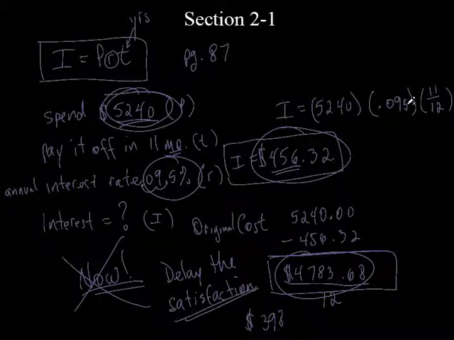Instead of 0.095, do that for fun. We'll compare the numbers. Let's say 25%. What would that be as a decimal? Point what? 25. Calculator, do it. Quick. 5240 times 0.25 times 11 over 12. 1200 what? 1200.83. Look at that. Look at the interest rate difference.